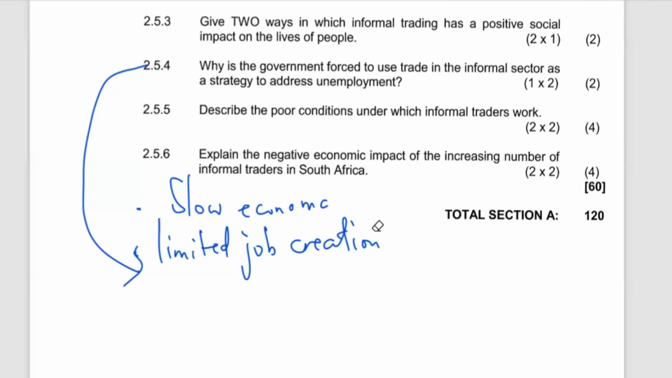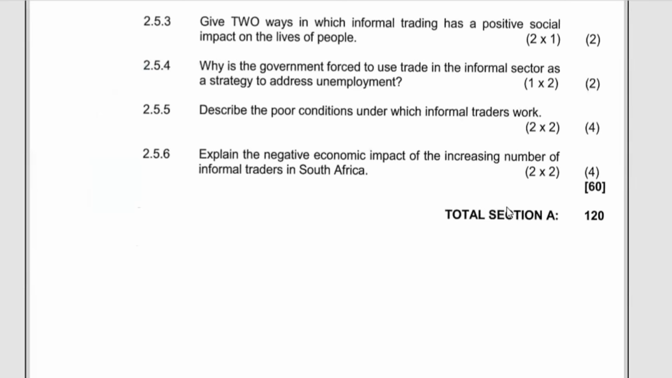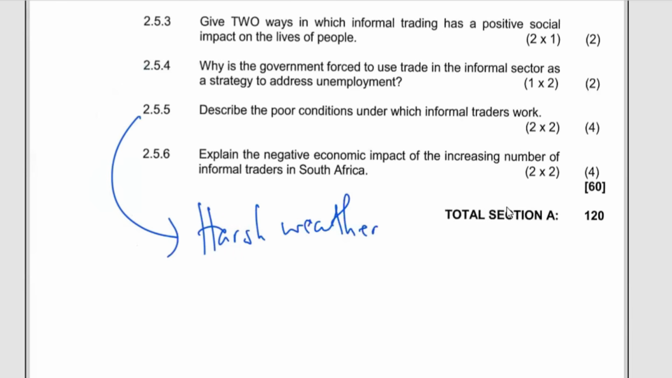Describe the poor conditions under which informal traders work. The informal traders are exposed to harsh conditions in their operations. What are some of the poor conditions? Right, the poor conditions that we can talk about, we can talk of harsh weather. Since they operate in the open, in most instances, they are exposed to harsh weather conditions. On one day, it's raining. On the other day, it's very hot. The other day, it's windy. They are exposed to all those conditions.